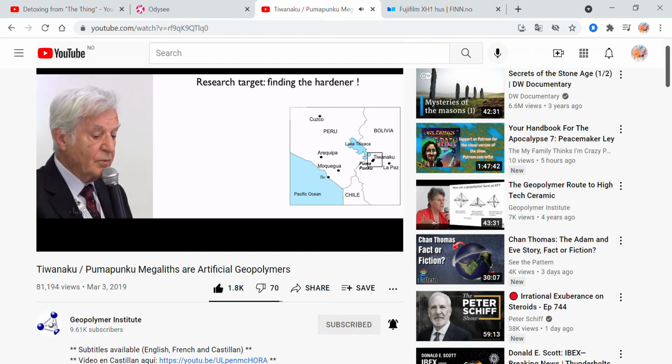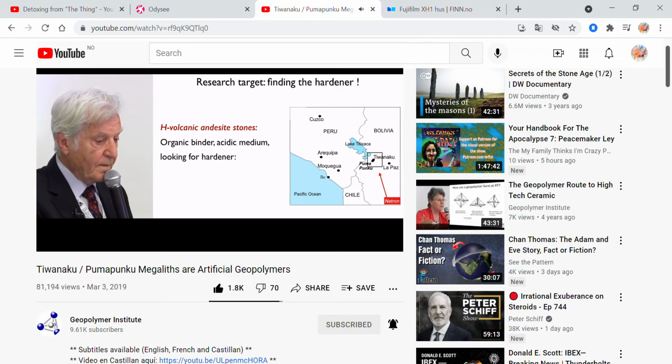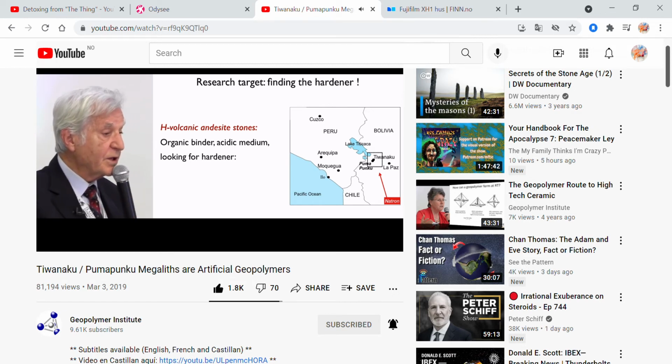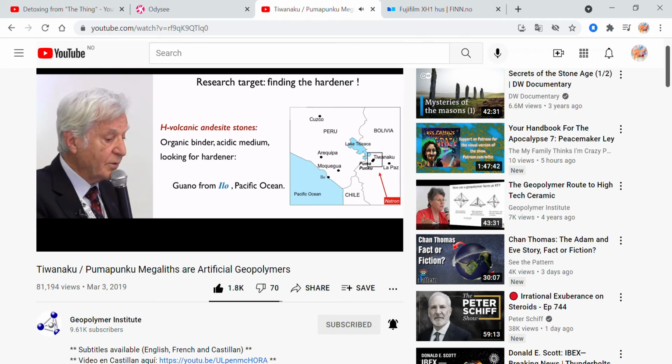For sandstone, we found the natron for the big megaliths. For the volcanic andesite stones, we have an organic binder, acidic medium, and we are looking for the hardener. I came to the crazy idea, because of all the information that I have no time to disclose here, that it should be the guano that has been extracted from Hilo on the Pacific Ocean.